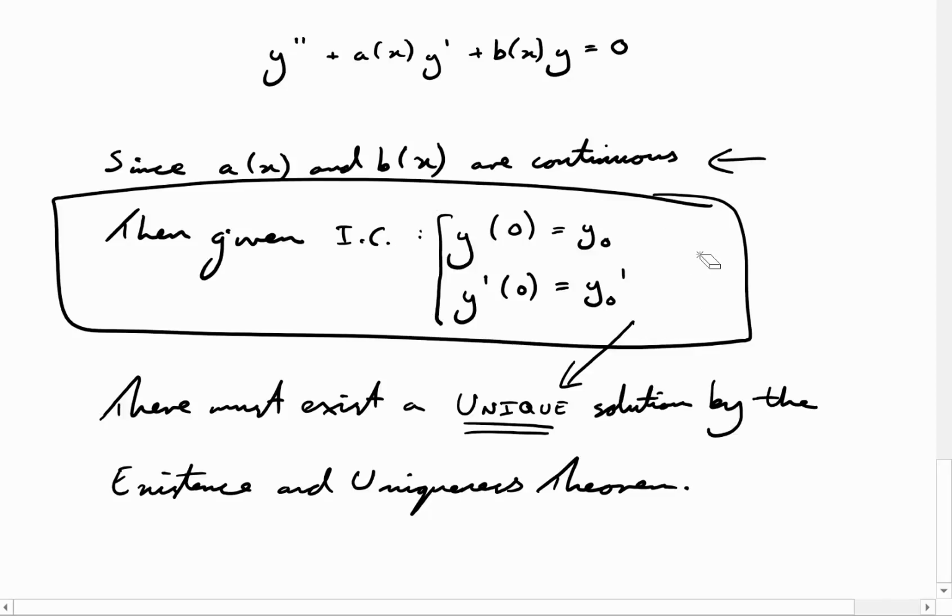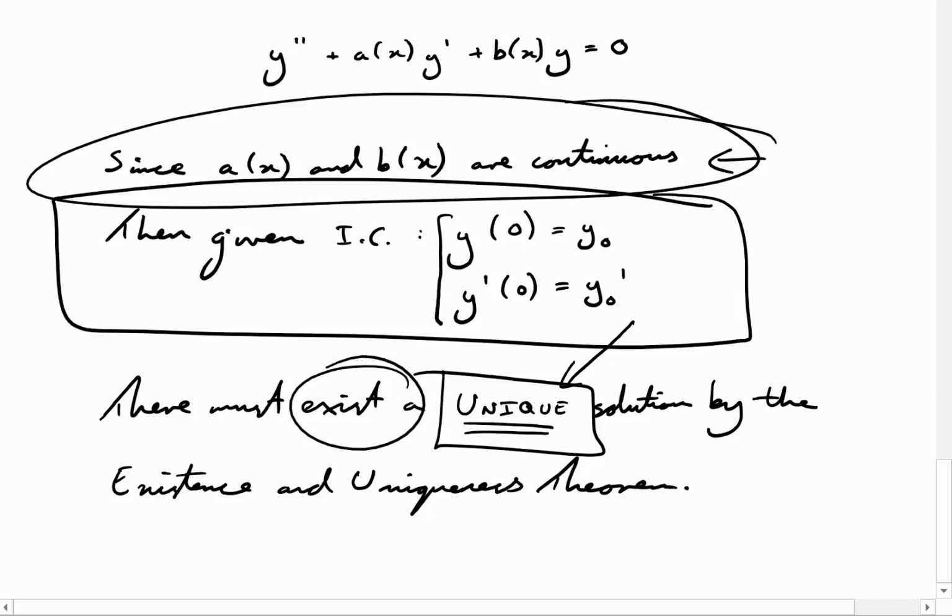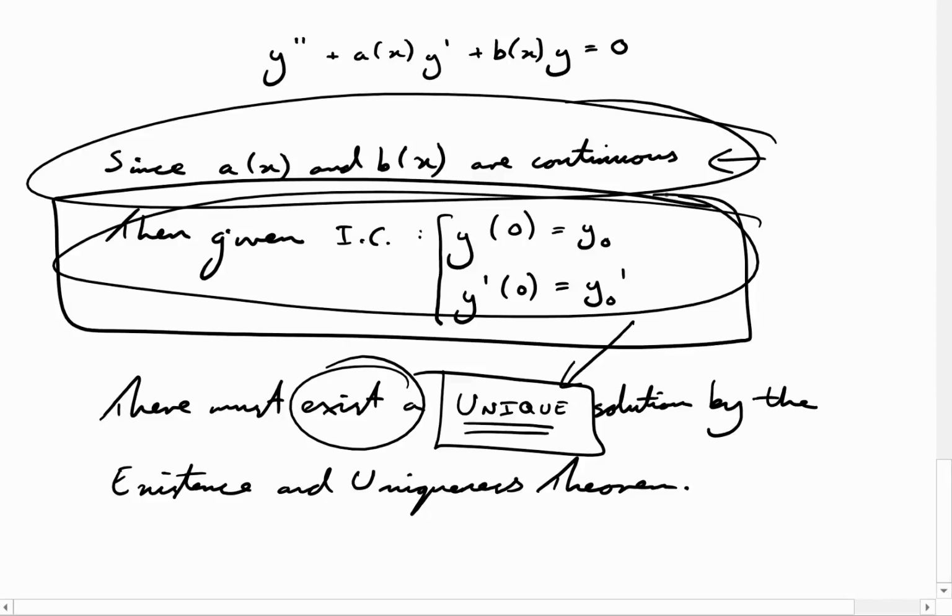So then, by the existence and uniqueness theorem, because you get given some initial conditions, there must exist a unique solution. The existence part of it corresponds to the fact that A and B are nice, well-behaved functions. They're continuous. And the uniqueness part of it corresponds to the initial conditions. And that's just by the existence and uniqueness theorem.